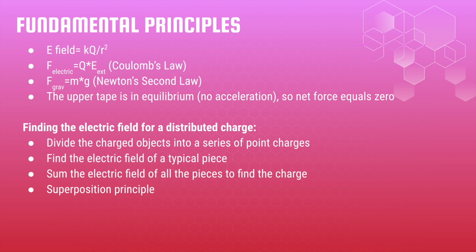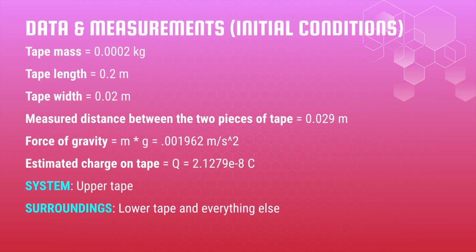The fundamental principles used in this lab were the equations for electric field, electric force, and gravitational force, and the fact that the upper tape is in equilibrium, so the net force equals 0. To find the electric field for a distributed charge, you can divide the charged object into a series of point charges, find the electric field of a typical piece, sum the electric fields of all the pieces, and use the superposition principle.